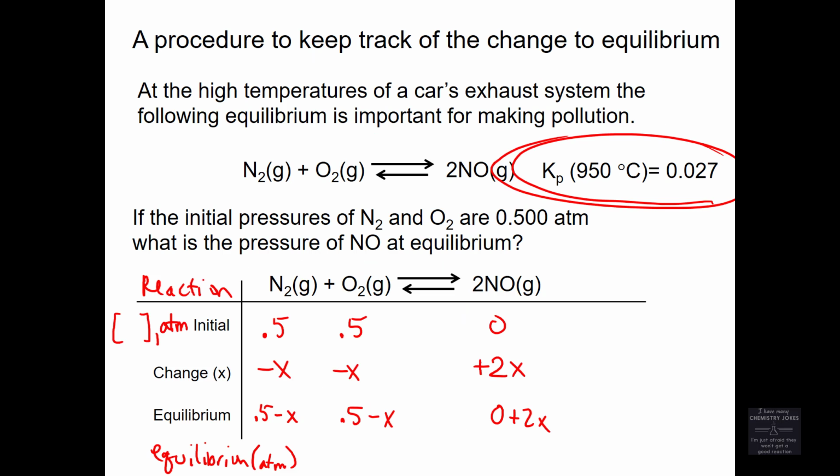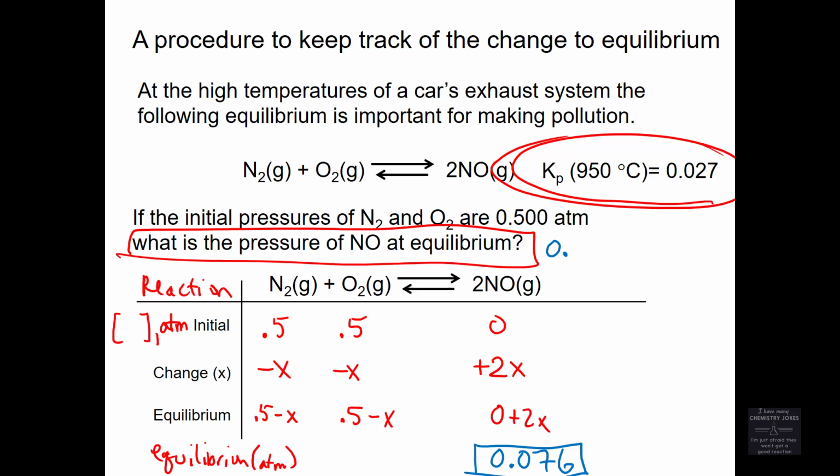Now we go back. What's the actual question here? What is the pressure of NO at equilibrium? The pressure of NO at equilibrium is 2 times 0.038. And so 2 times 0.038 makes 0.076 atmospheres. So that's the actual answer to the question they asked. But while I'm here, we might as well fill out the rest of this ICE table. So that's 0.462, because x equals 0.038.